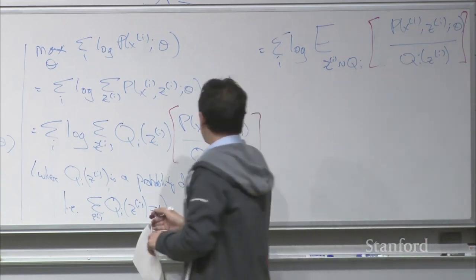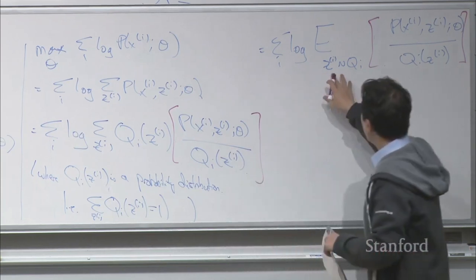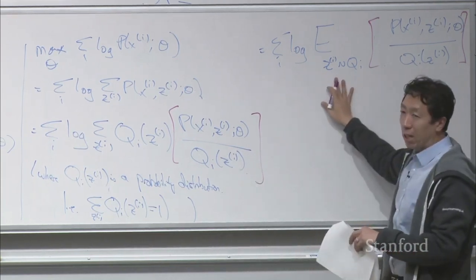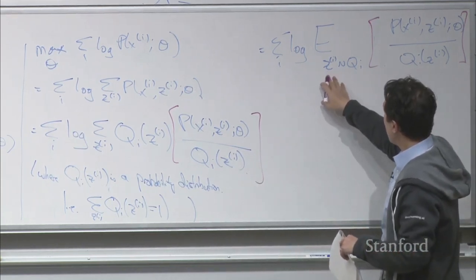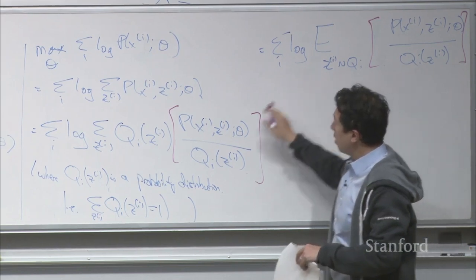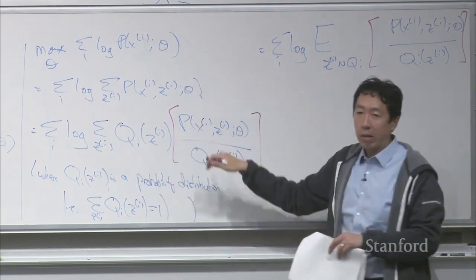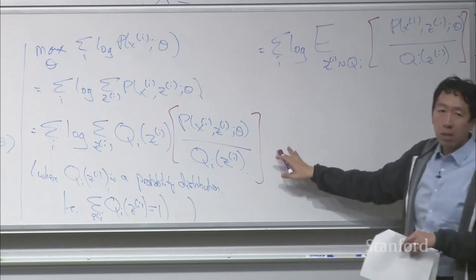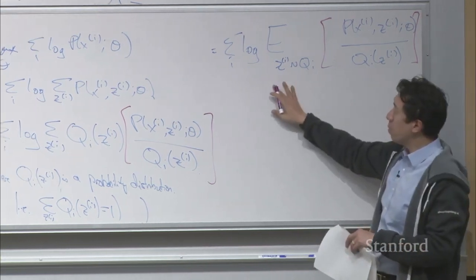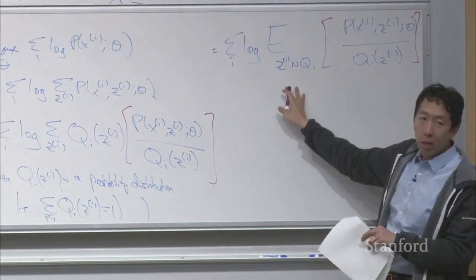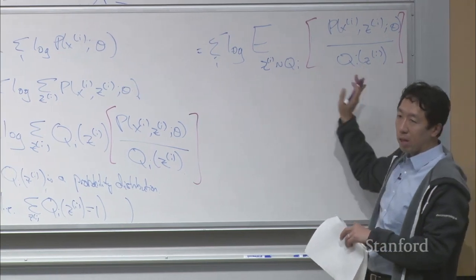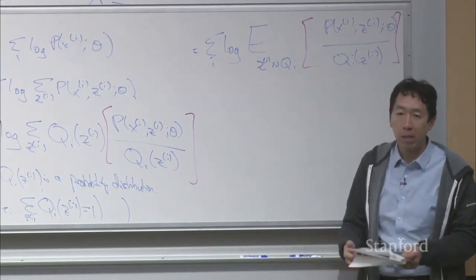Right? So the way you compute the expected value of some function of Zi is you sum over all the possible values of Zi, of the probability of Zi times whatever that function is. So this equation is just the expected value with respect to Zi drawn from that Qi distribution of that thing in the purple square brackets.